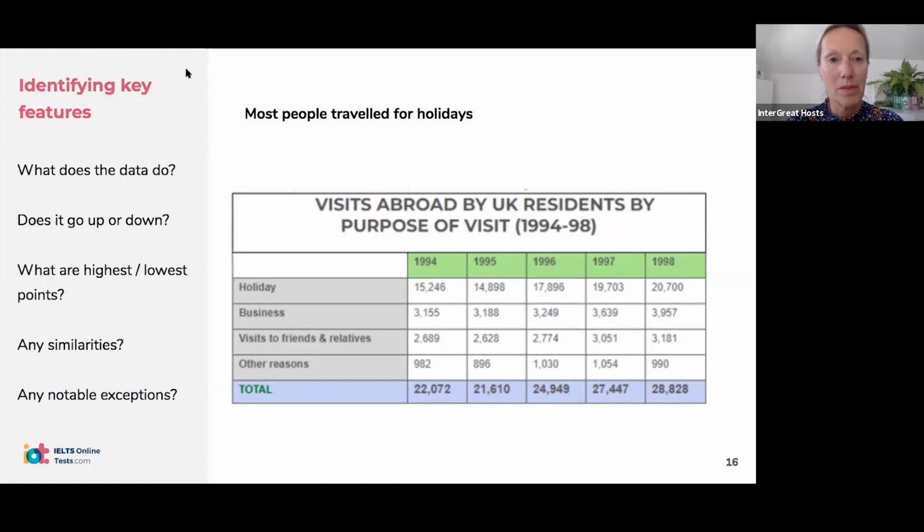So the main thing, okay, to think about is that most people traveled for holidays. That is the most obvious thing there. Anything else? There's always a decline in 1995, yes.